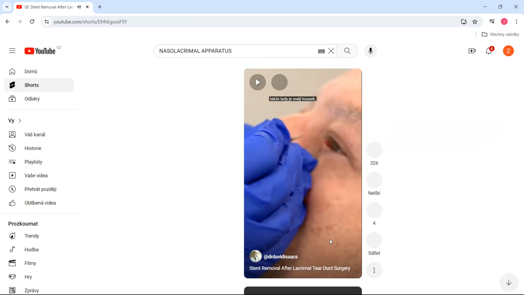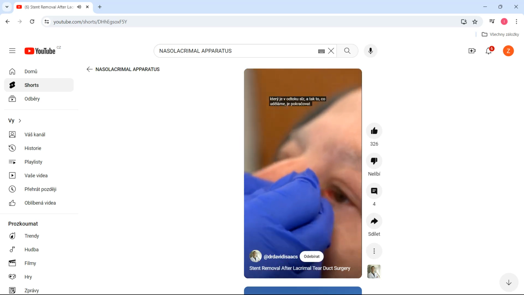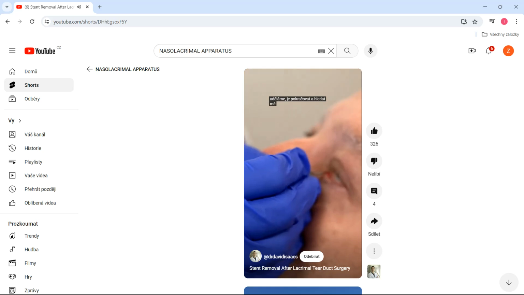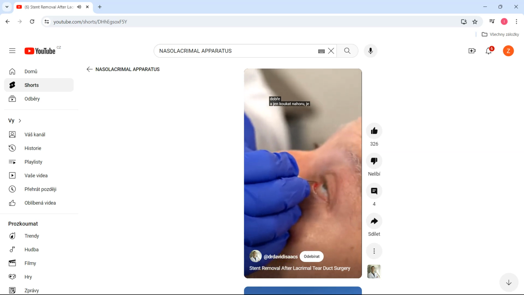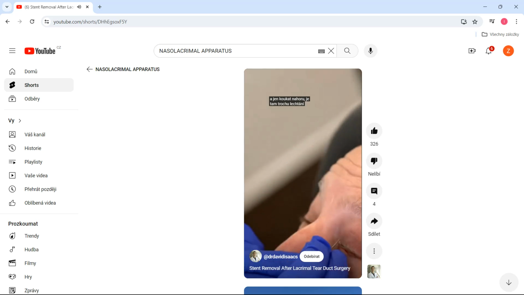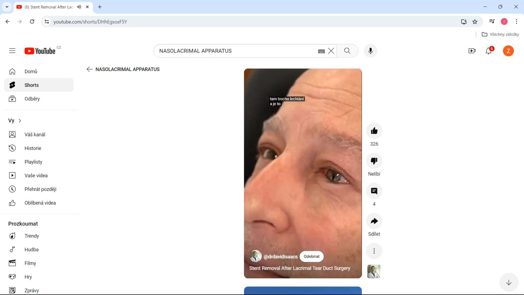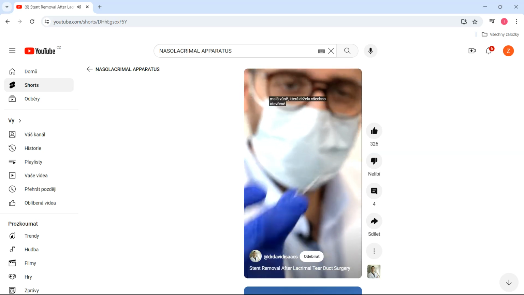So here's a little stent right there. That's in the tear drain. And so what we're going to do is go ahead and look up for me. Good. And just keep looking up. And it's a little bit of a tickle. And that's it. Wow. And that's it, guys. See? So that's a little stent that was holding everything open.